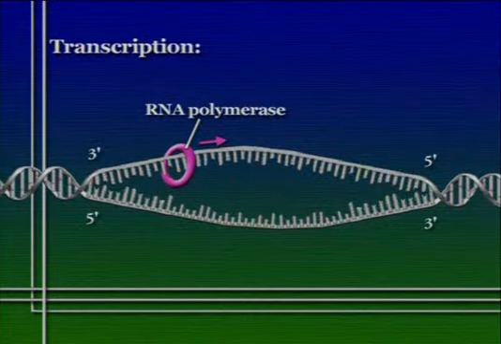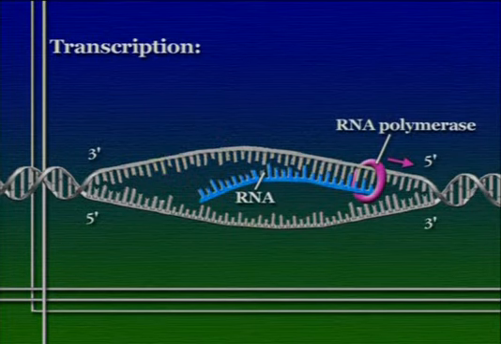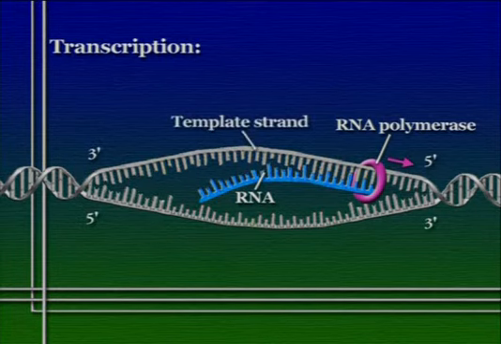So when RNA polymerase comes in and acts, it sits into the open strand of DNA, moves down that strand, adding bases. The strand that RNA polymerase works with, we call the template strand. This is the strand that holds the information that we're interested in.